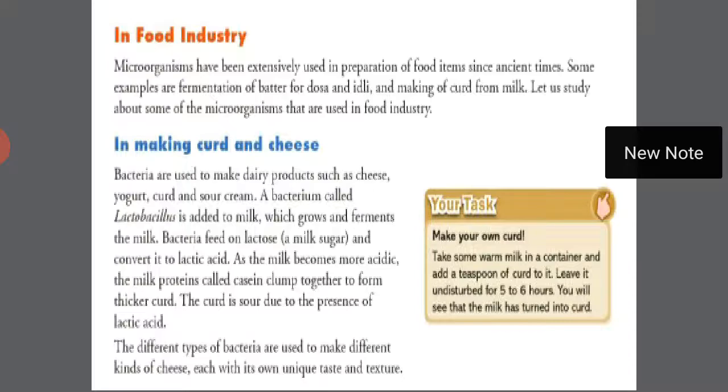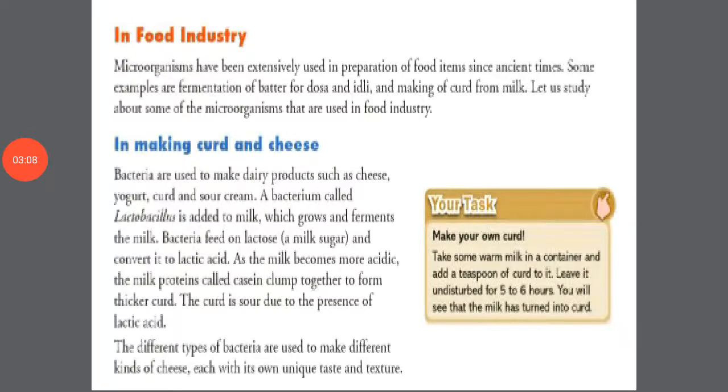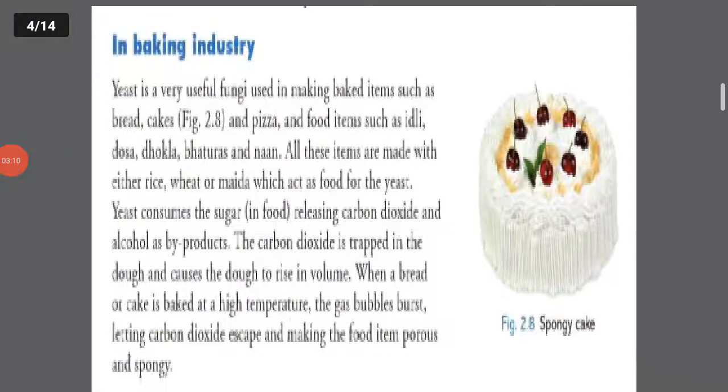Different types of bacteria are used to make different kinds of cheese, each with its own unique taste and texture. Got it? So your task for home is to make your own curd. How you can make curd from milk, do it at your home. This will be the activity for you for today. Let's move further.